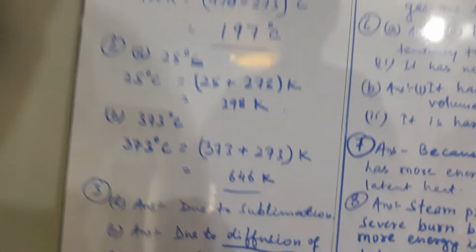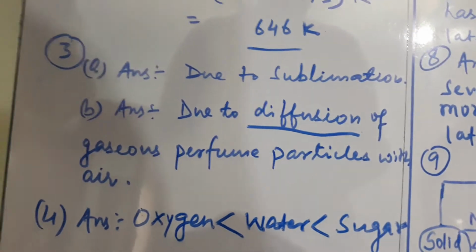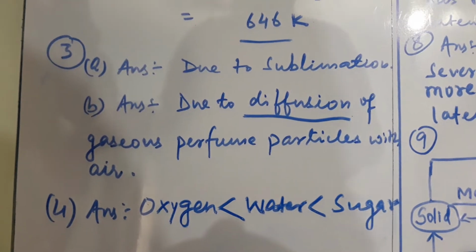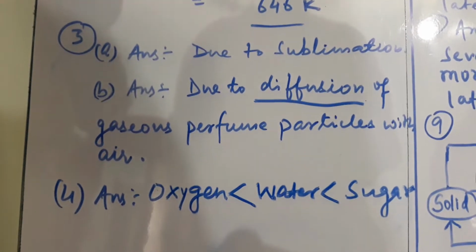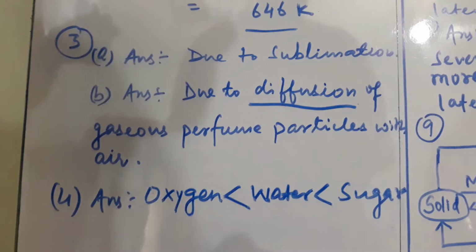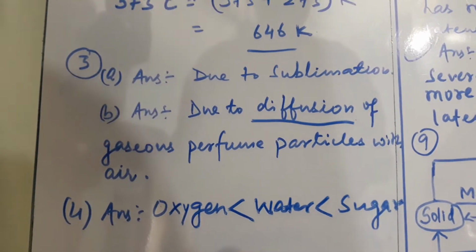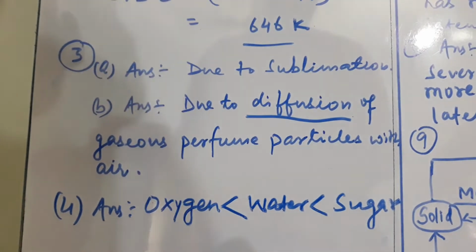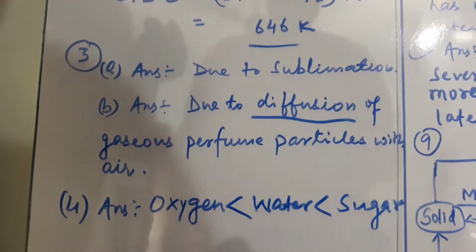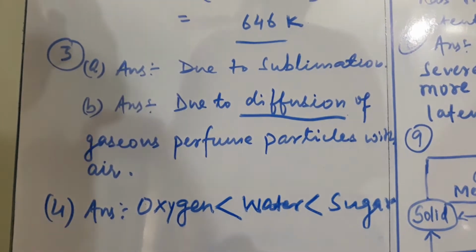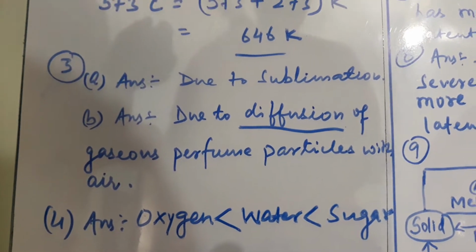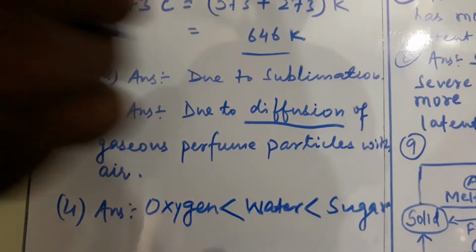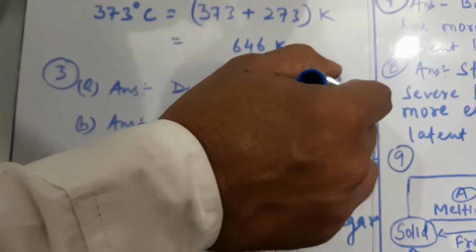Now the third question: give reason. A. Naphthalene balls disappear with time without leaving any solid. See, naphthalene ball is very common to us. We use it in our daily life, in our houses, as a disinfecting agent. Actually, naphthalene ball is a sublime material, so due to sublimation it disappears. The main reason is what here? Sublimation.